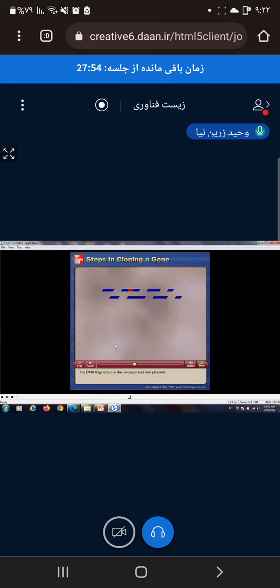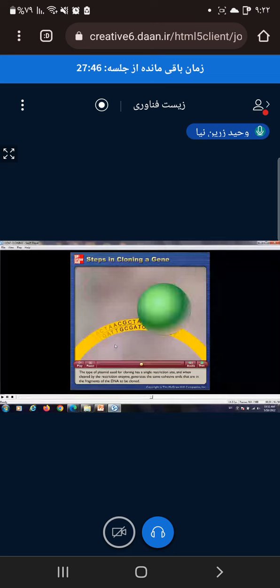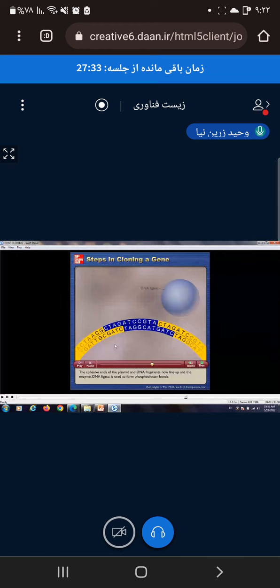The DNA fragments are then incorporated into plasmids. The type of plasmid used for cloning has a single restriction site, and when cleaved by the restriction enzyme, generates the same cohesive ends that are in the fragments of the DNA to be cloned. The cohesive ends of the plasmid and DNA fragments now line up, and the enzyme DNA ligase is used to form phosphodiester bonds.